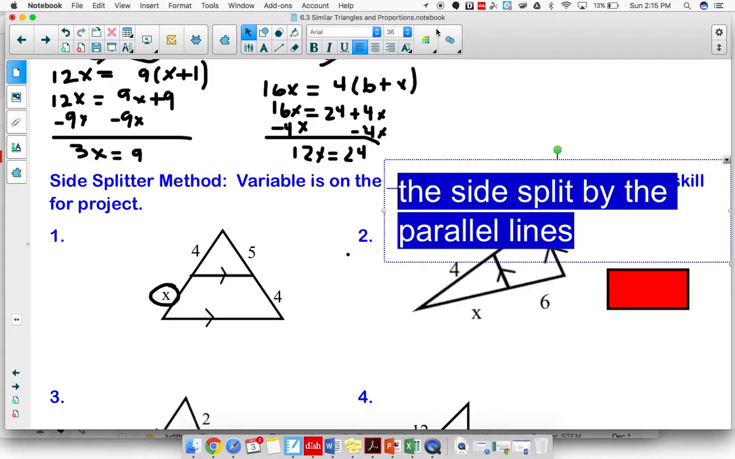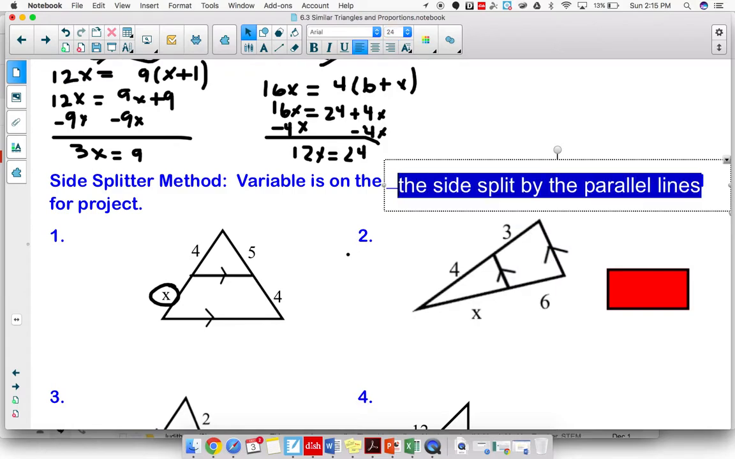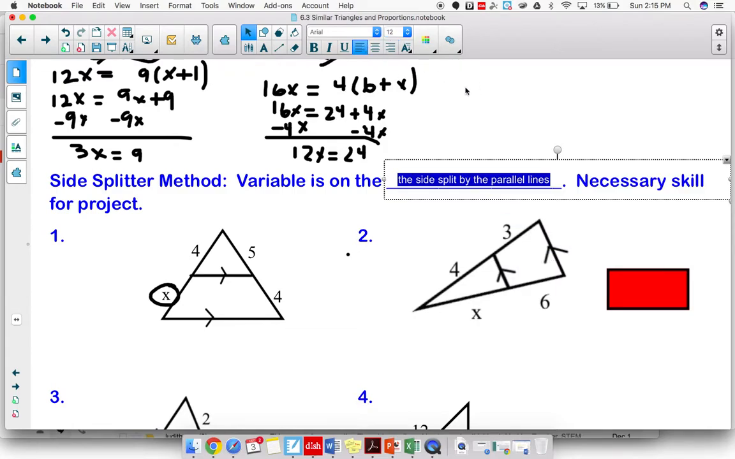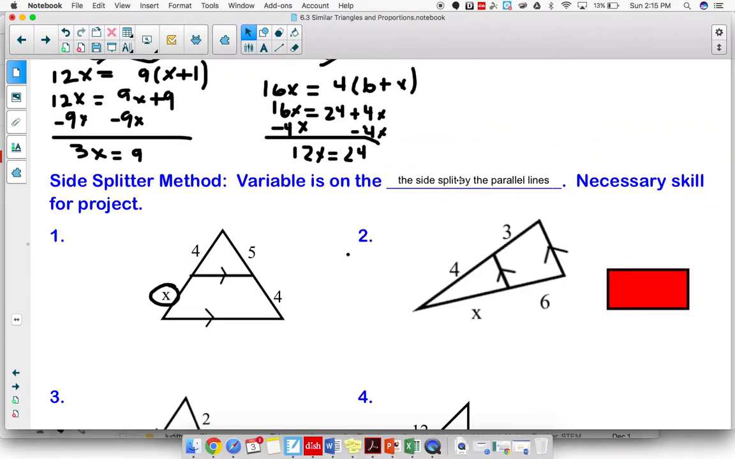And I'm going to make that a little smaller so it fits in there. Oh, it's still too big, darn it. All right, we'll just do it like this. There we go.